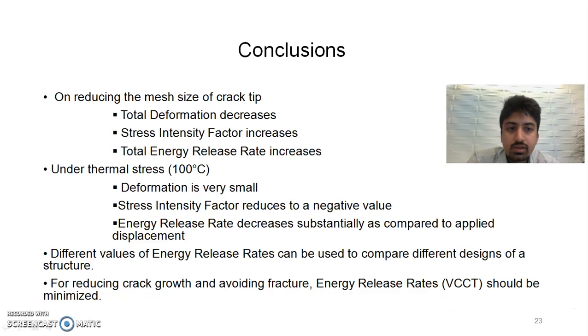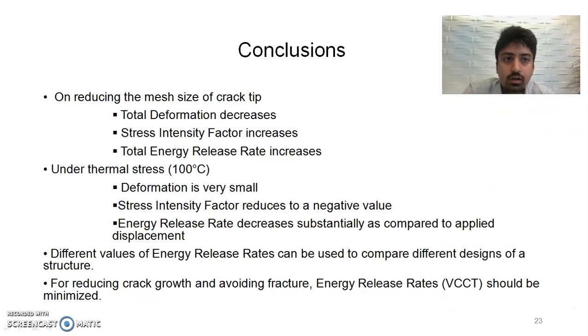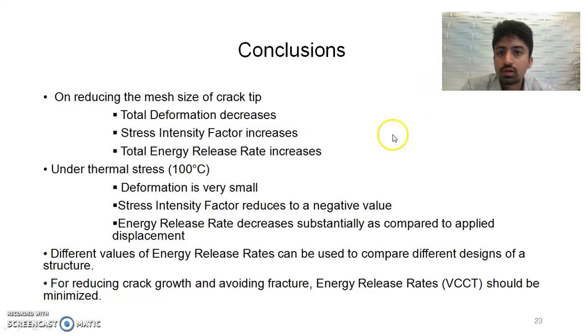So these are the conclusions which I can draw after finishing this project work. On reducing the mesh size of the crack tip, the total deformation decreases, but the stress intensity factor increases, and the total energy release rate increases considerably, though not much. And the thermal stress deformation is very small. The stress intensity factor reduces almost to a negative value, and the energy release rate also decreases substantially.